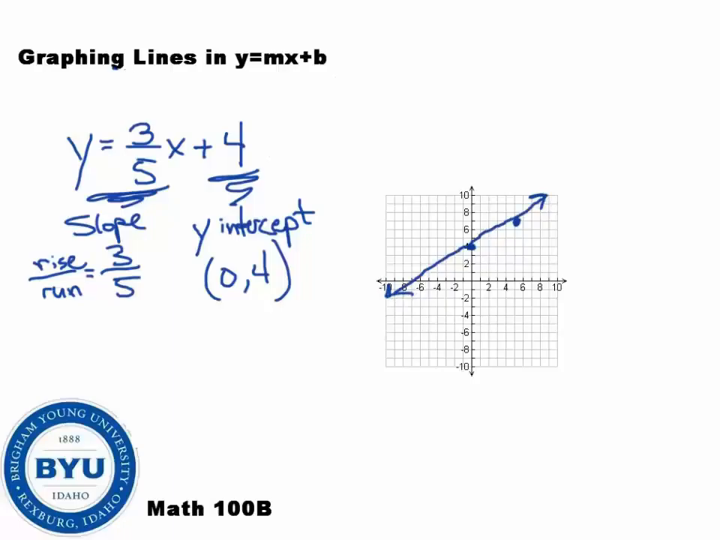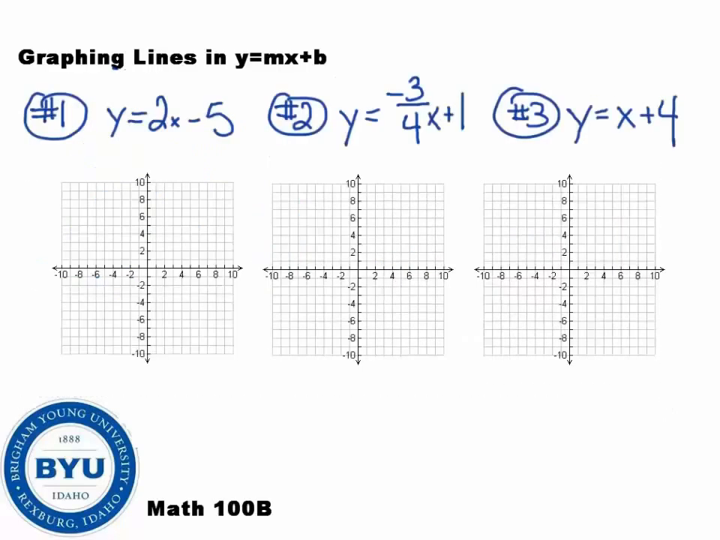Let's go ahead and give you 3 problems to try in your own video notebook. Okay, so here are 3 graphs we'd like you to do. Go ahead and try to graph the line y equals 2x minus 5. That's number 1. Number 2, y equals negative 3/4 x plus 1. And number 3, y equals x plus 4. Go ahead and pause your video, and when you're ready to check, push the play button again.